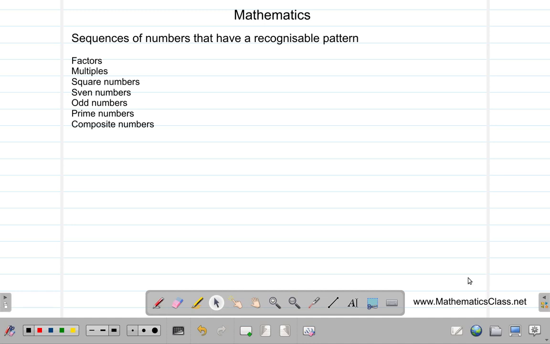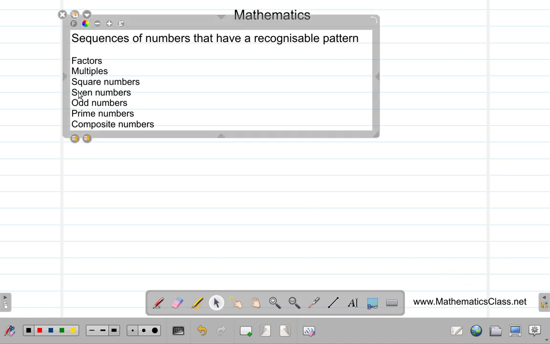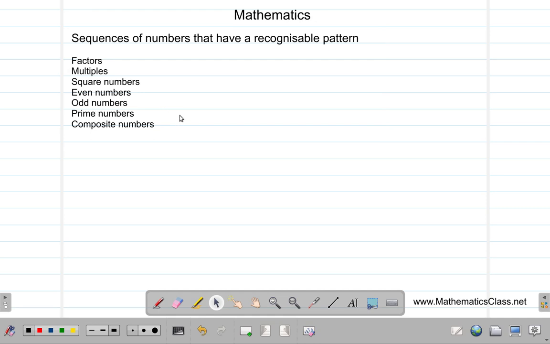Mathematics. Now, we're going to look at this video here: sequences of numbers that have a recognizable pattern. Now, we're going to look at what they call factors, multiples, and square numbers. It says even number, odd number, prime number, composite numbers. You see how this thing will go.